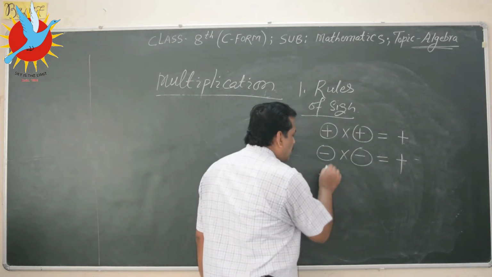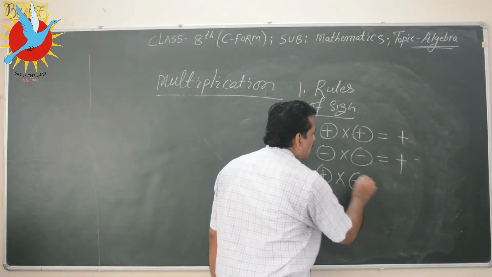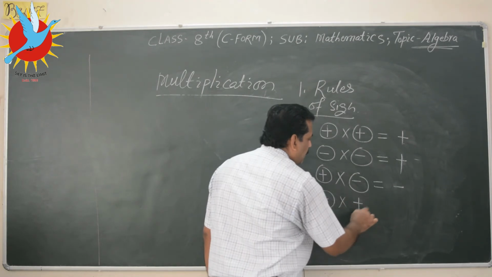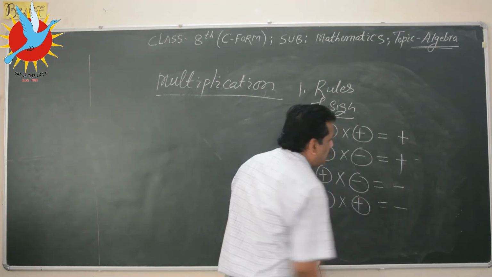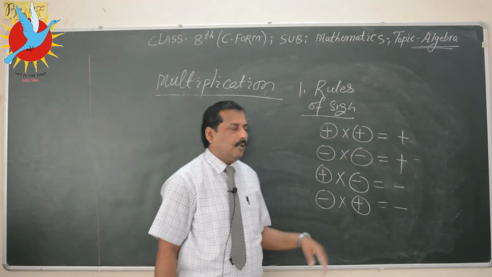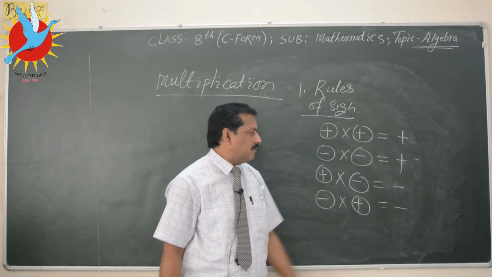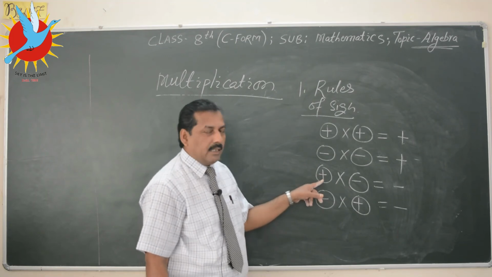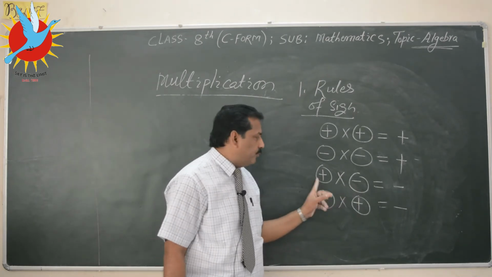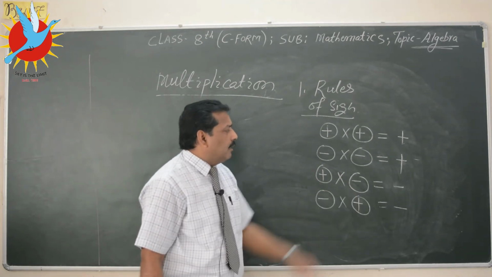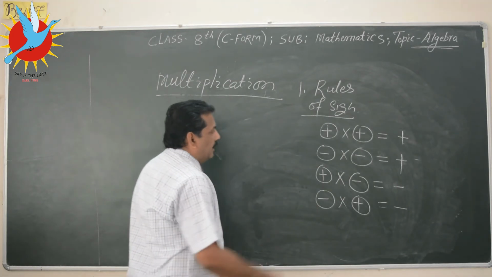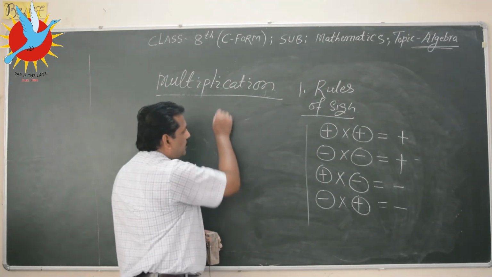And plus multiplied by minus is minus, and minus multiplied by plus is also minus. So the rule is simple. If both the figures are plus, this is plus, and minus minus is also plus. But if one expression or one term is positive, the other is negative, so plus into minus is minus. This is just like simple arithmetic operations. So let us check it. Let us take some numbers.